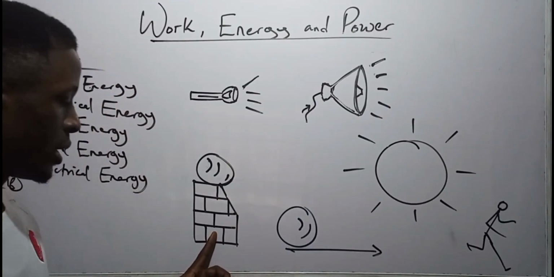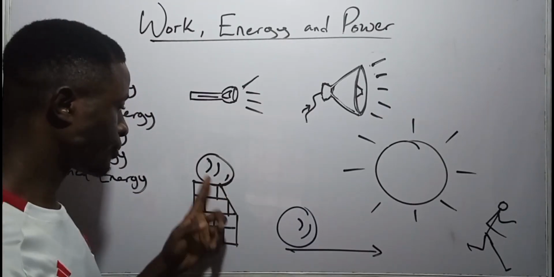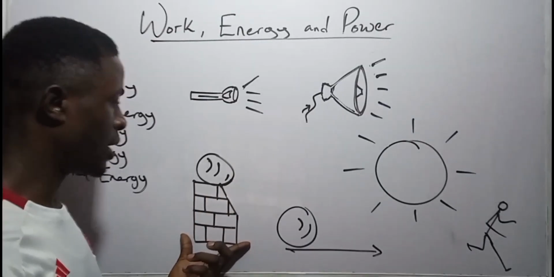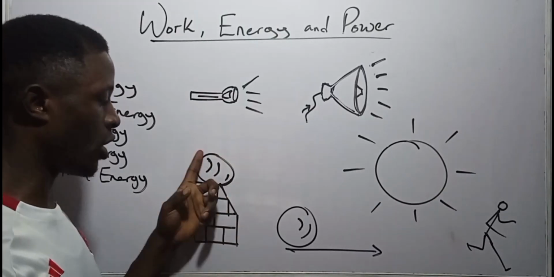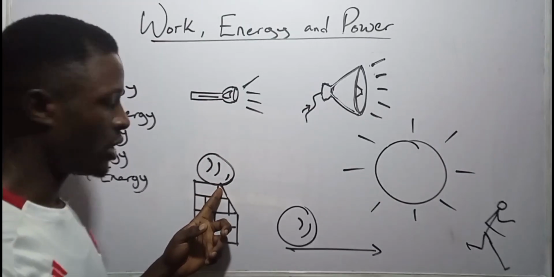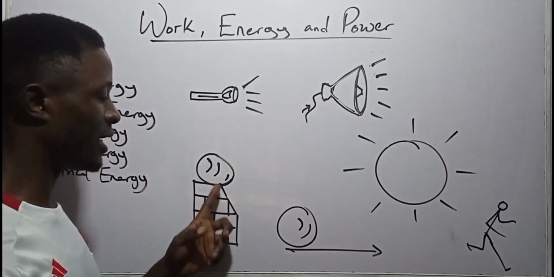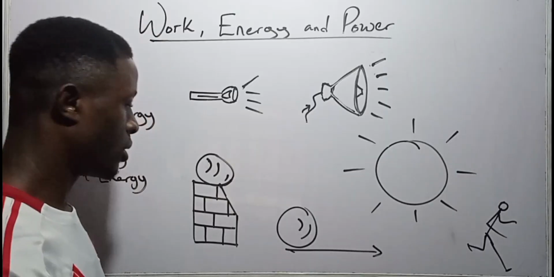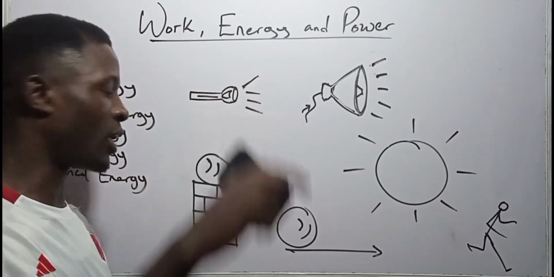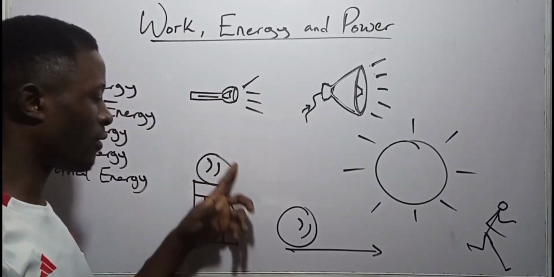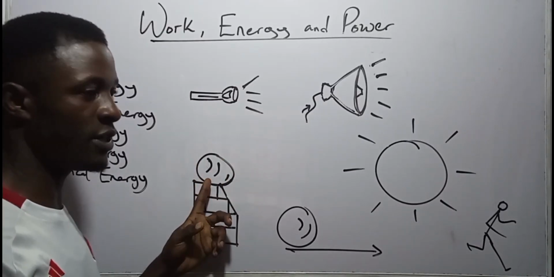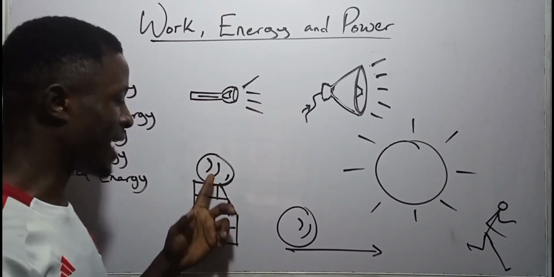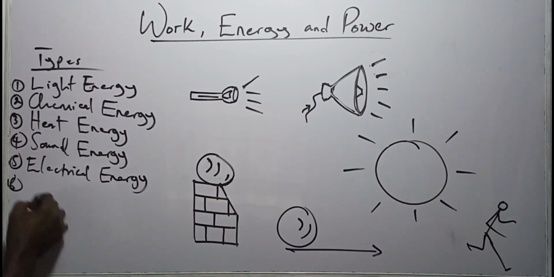Look at this diagram. This diagram is a rock. This diagram is a block or a building, and on top of the building, we have a rock that is at the edge. So this rock that is lifted above the ground has the ability to fall. It can roll down, it can fall because it is lifted up to a particular position. Because of its position above the ground, it has the ability to do a particular work. So it has a kind of energy. That energy is called potential energy.